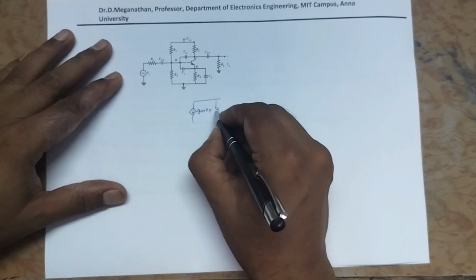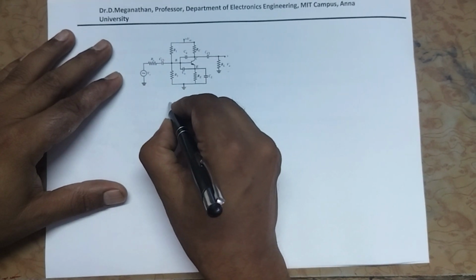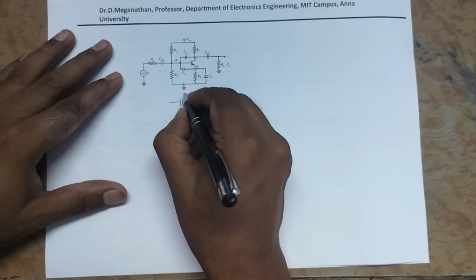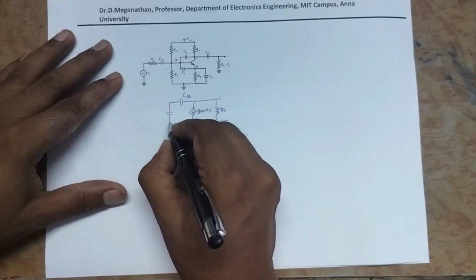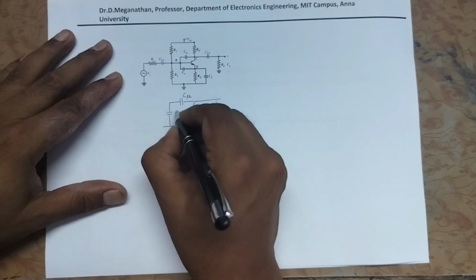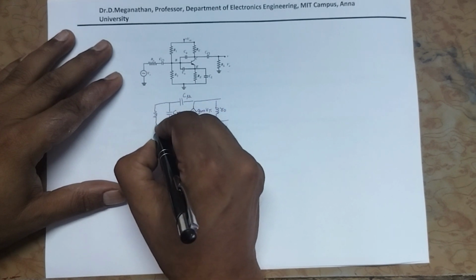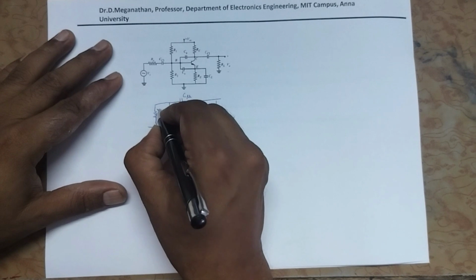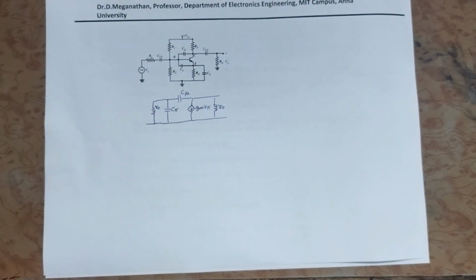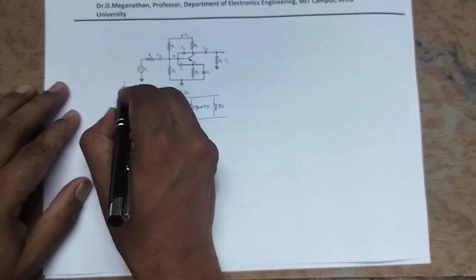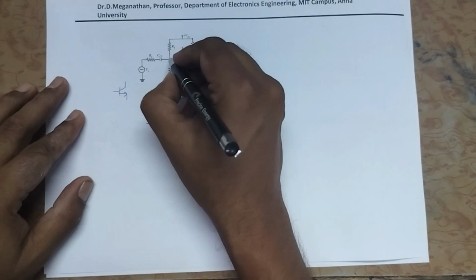gm V pi, R naught, C mu, C pi, R pi. So this is the high frequency equivalent model of a device, the BJT device. This BJT high frequency model is this one. Now we have to draw the biasing elements.